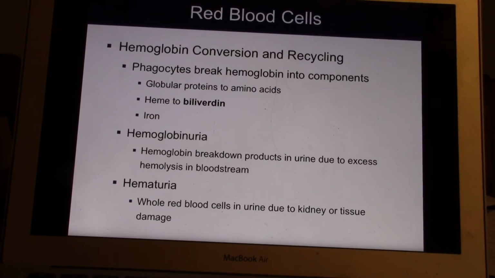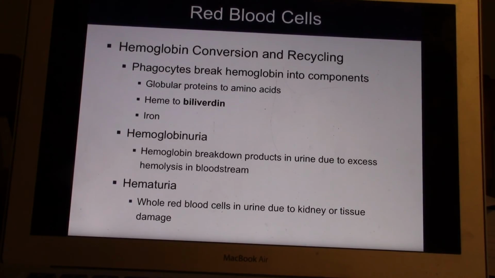And the globular proteins are converted all the way down into amino acids sometimes. The heme, usually that's what happens to them. They're broken all the way down into amino acids, and then we recover the amino acids and we can build new proteins out of those. Remember, we only have 20 amino acids, 20 different ones. The heme is converted into biliverdin and iron. Biliverdin is a protein breakdown product that's found in the plasma, and we'll talk about it a little bit more.